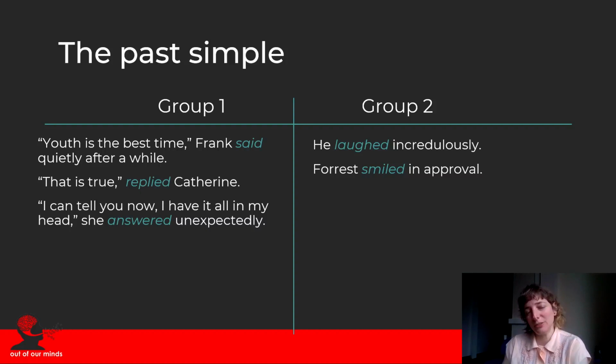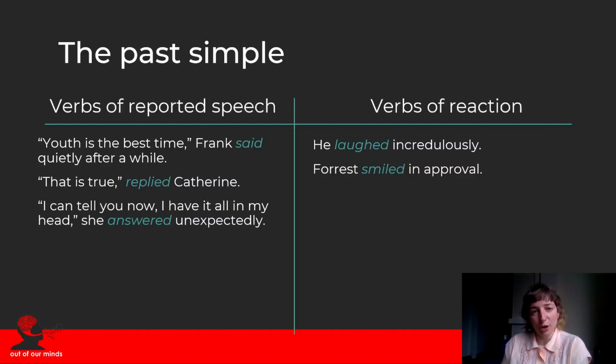The reason I put these 2 sentences together and the other 3 sentences in a different group is that the first 3 verbs, said, replied, and answered, are what we call verbs of reported speech, whereas the verbs laugh and smile are actually verbs of reaction. So I've separated these verbs into these 2 groups, which are the 2 most frequent types of verbs that are found in the past simple. So say you want to talk about what someone said or how someone reacted, then you will use the past simple with some of these verbs.